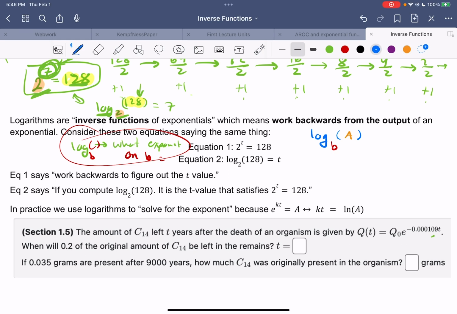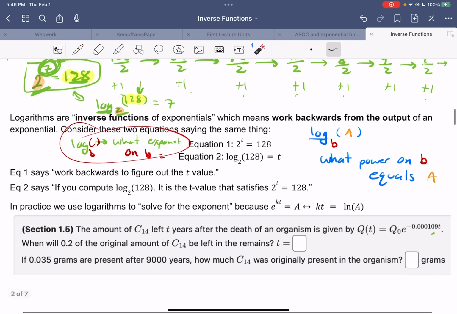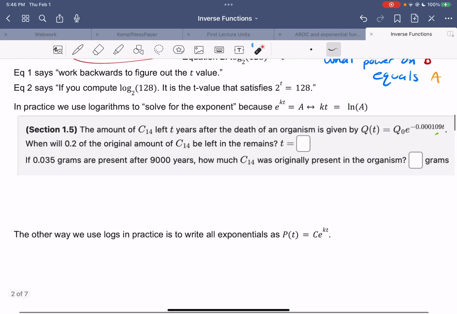What this is saying, I'm going to color code it. So when I see the log, this is saying what power on b equals a. Okay? What power on 2 equals 128? 7. The answer was 7. Okay? All right, let's do it here.